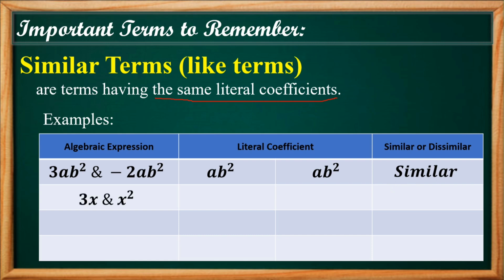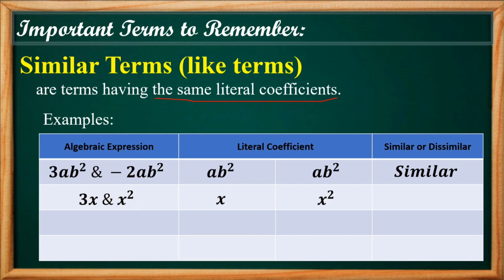Okay, another example. If we will have here 3x and x squared. The first term is 3x. What is the literal coefficient? The literal coefficient is x. And we have here the x squared. What is the literal coefficient here? The literal coefficient is x squared.